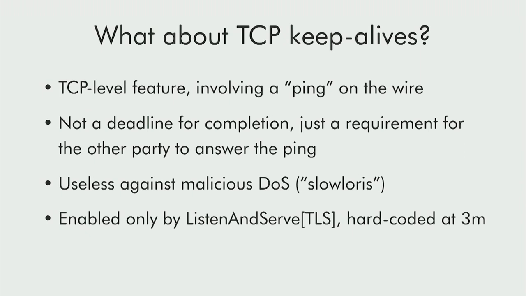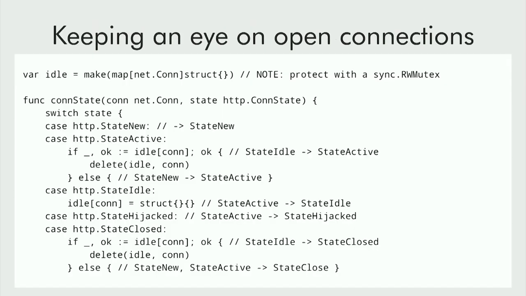Finally, you might have heard about TCP keep-alives. Do not confuse them for HTTP timeouts. They're absolutely not the same thing. They're a TCP-level feature that only makes sure that there's still someone on the other side. So if an attacker wants to keep that connection open, it can keep it open forever by just responding to the keep-alive pings. What does help is tracking what the open connections are with the ConnState callback. You don't need to read the slide right now, but you can come back to it when you need to implement these metrics. Sadly, you have to keep state to know which part of the state switches you're doing at any time.